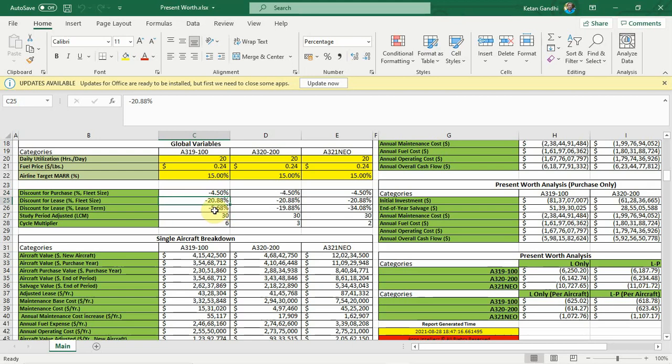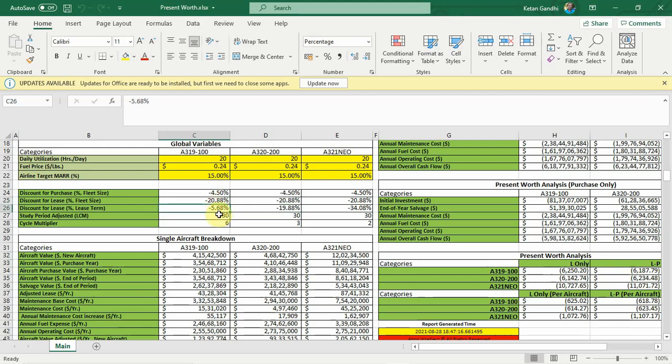And then the discount for lease for the lease term, like if it is for a fixed lease term, then the discount rates would be based on that. That would be much lesser than the discount for lease for the fleet size.